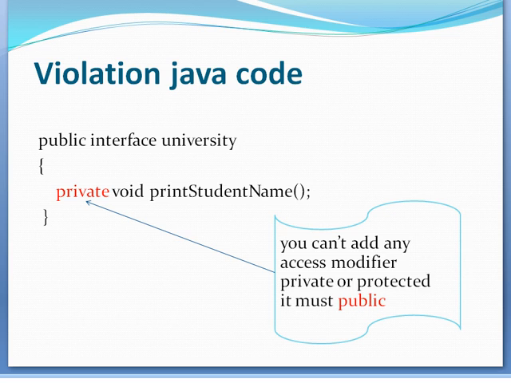When we look at the violation in Java code for the previous example, the interface University includes a method called printStudentName. It's private. You can't add the access modifier private or protected in an interface. The access modifier in an interface is public.